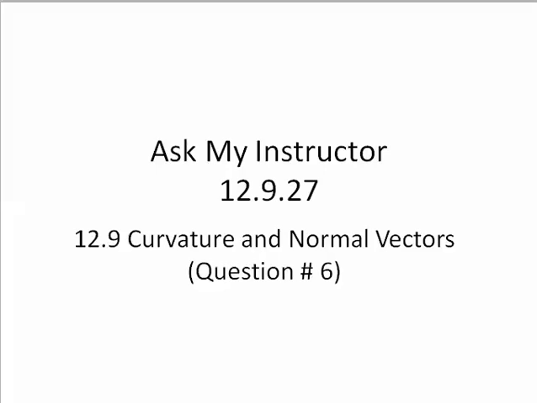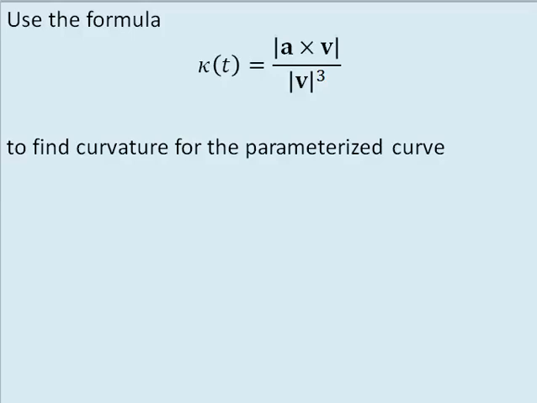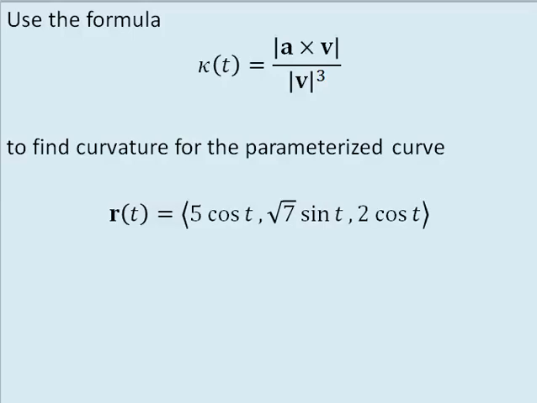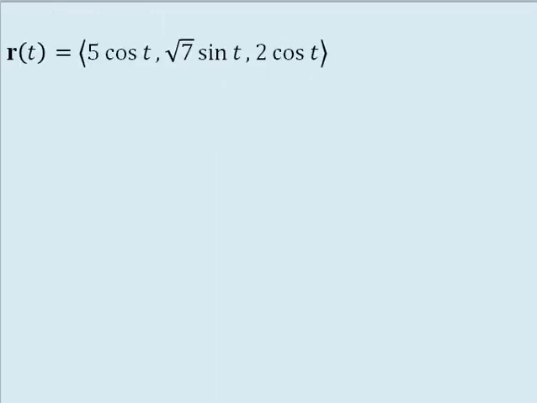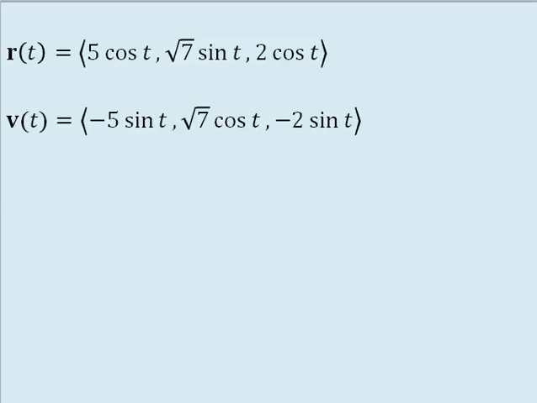12.9.27. Use this curvature formula to find curvature for the parameterized curve R. We're going to have to first find velocity and now find acceleration.